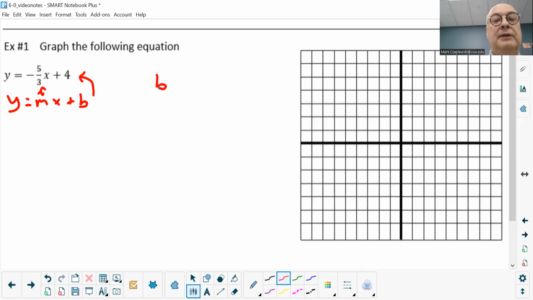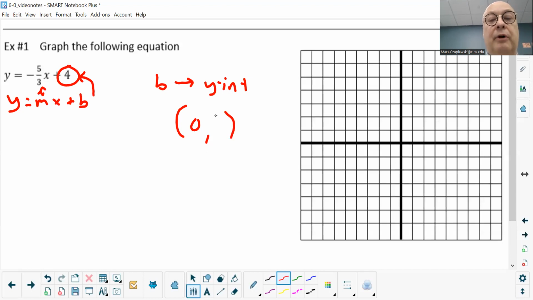So the b is your y-intercept. And that's kind of like a point, an ordered pair. The x will always be 0 in the y-intercept, and the y value will be this end number, which is 4. It's the number without the x. Now your slope in this case is going to be whatever is in front of the x, and in this case, your slope is going to be negative 5/3.